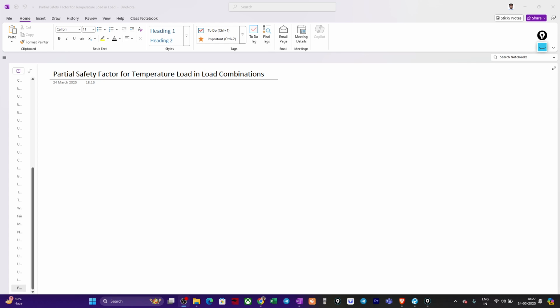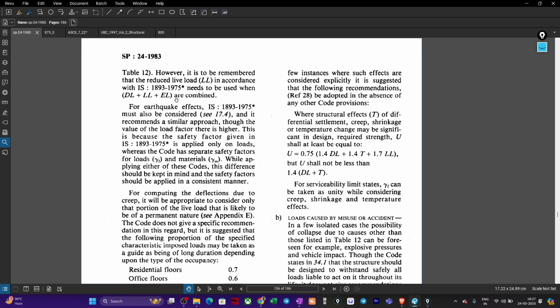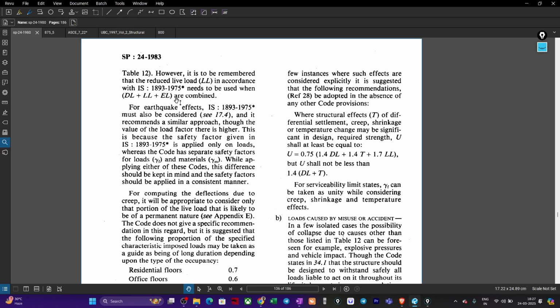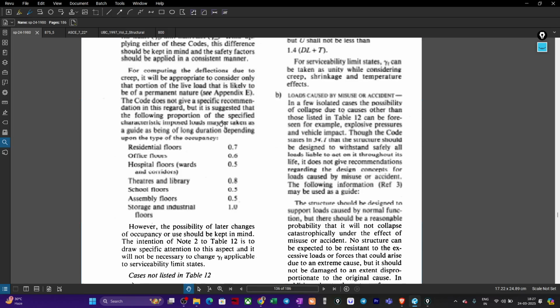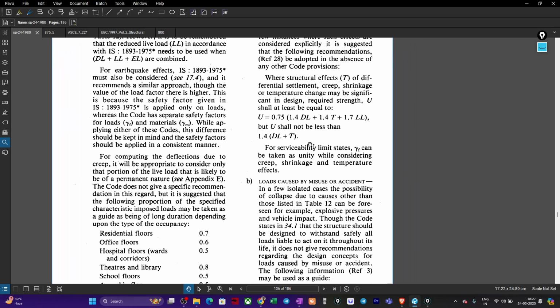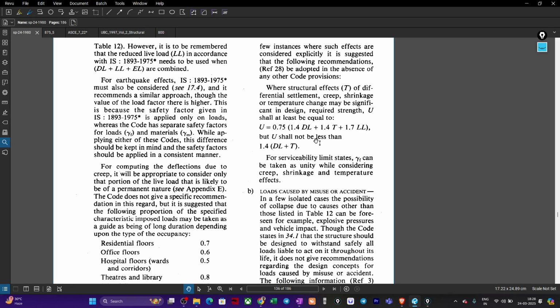So let's get started. First of all, I will jump into SP 24 1983. This is nothing but the handbook for our old IS 456 1978, correct? In this special publication 24 1983, on page number 114 we have the mention of some load factors that need to be considered when you have temperature load. Structural effects T of differential settlement, creep, shrinkage, or temperature. Any of these can be there as T.